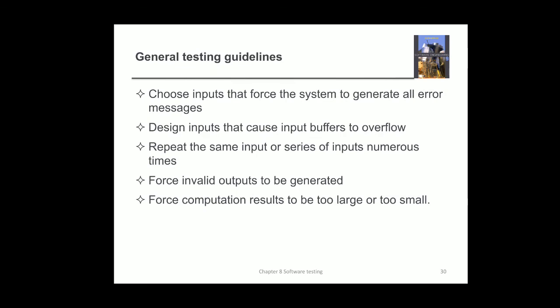Now we have the general testing guidelines. The first is to choose inputs that force the system to generate all error messages. We have to give wrong inputs in such a way that, if we have written some exceptions, all the error messages get generated. The second guideline is to design inputs that cause input buffers to overflow. We have to give a number in such a way that the input buffer overflows.